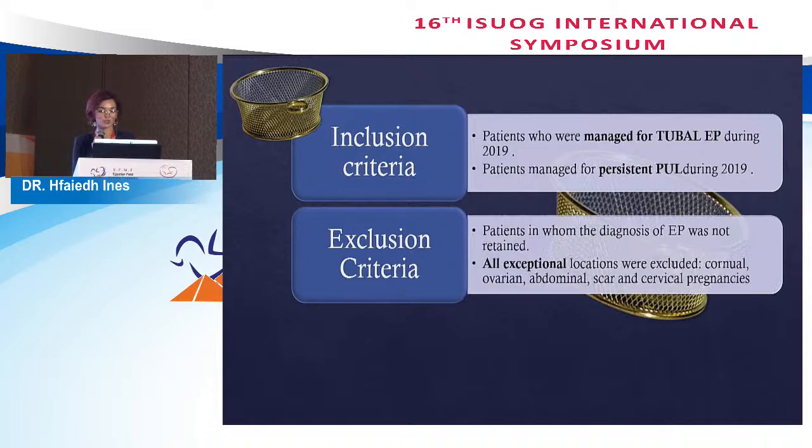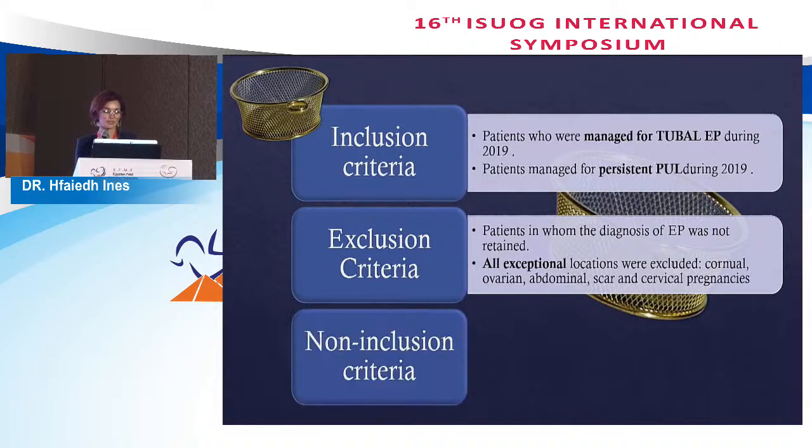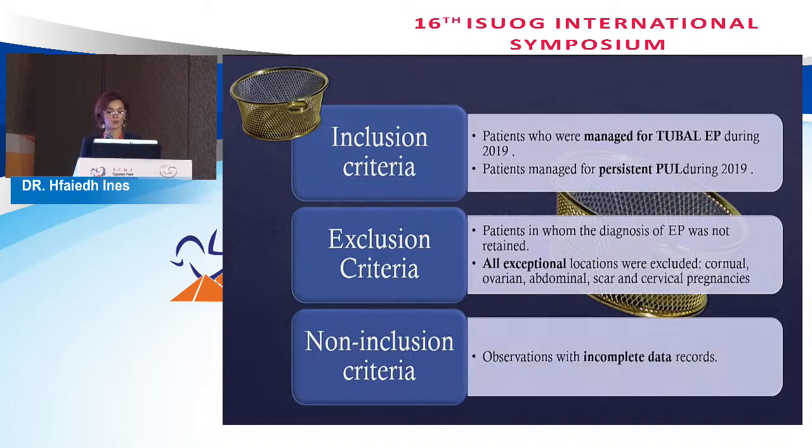The exclusion criteria were patients in whom the diagnosis of ectopic pregnancy was not retained. All exceptional locations were excluded: cornual, ovarian, abdominal scar, and cervical pregnancies. The non-inclusion criteria were observational and incomplete data records.